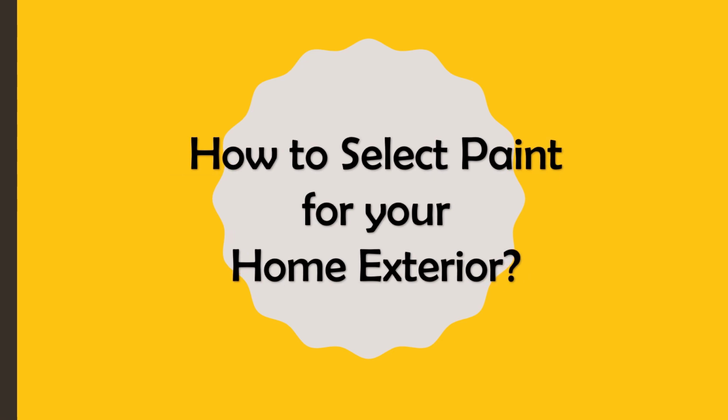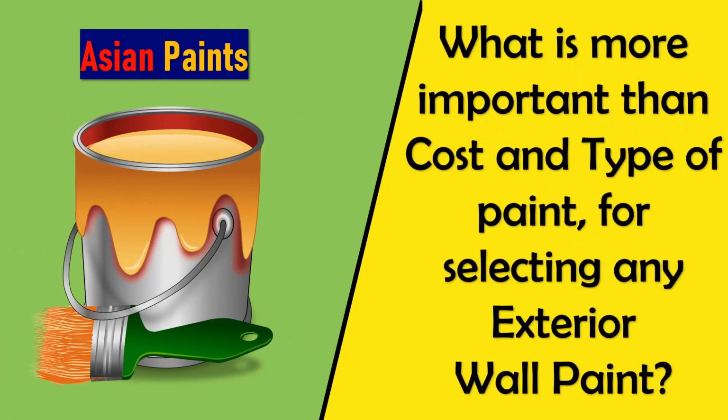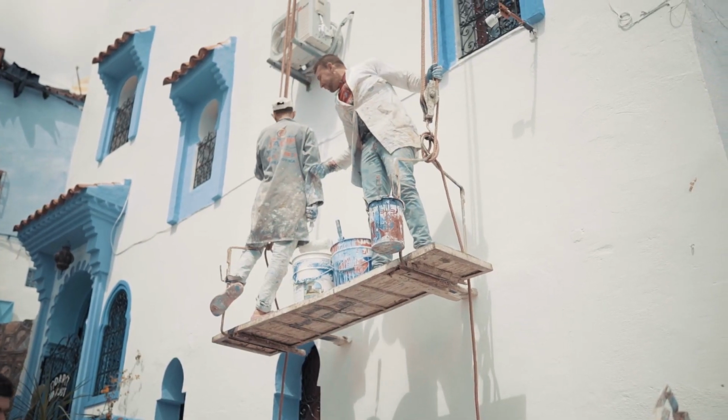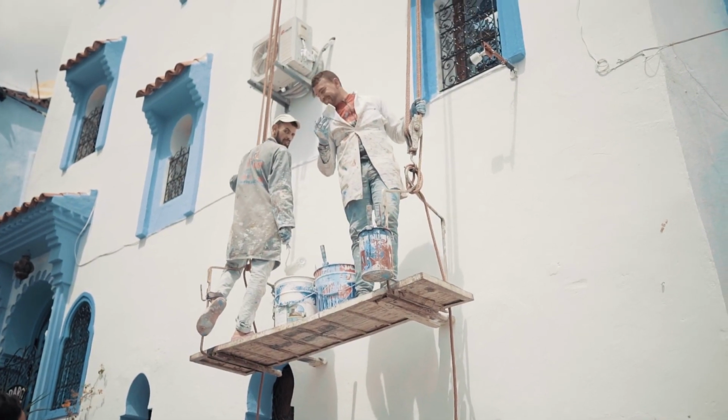To learn this, you should know the answer to this question. What is more important than cost and type of paint for selecting any exterior wall paint? The answer to this question is the type of paintable surface, or we can say base. That means on what kind of surface are you willing to apply the paint?